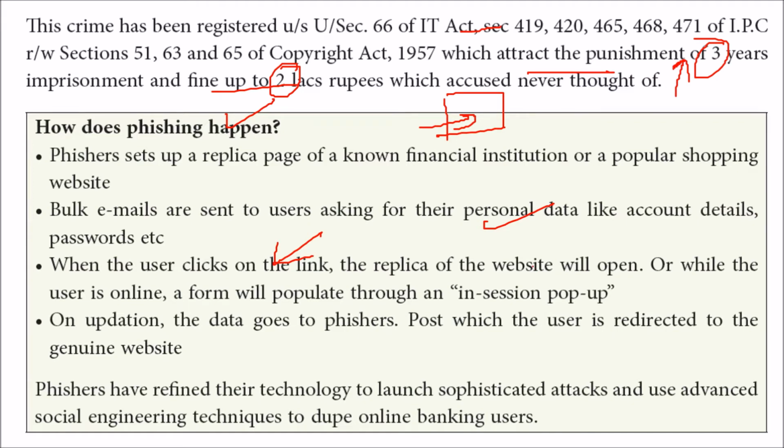or while the user is online, a form will populate through an in-session pop-up. So a pop-up will come up. On updating, the data goes to the person who is the phisher. After this, the user is redirected to the genuine website. So now you are on a genuine website, and you don't understand what has happened.